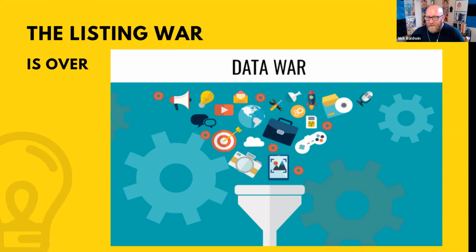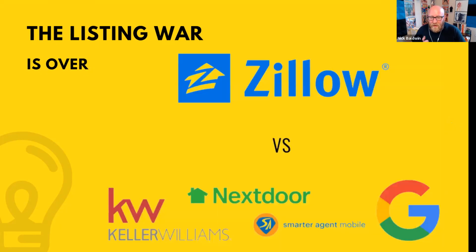And listen, as a realtor community, we failed in that aspect. Our listings are going to be there whether we like it or not. But the new war is called the data war, and the data war is Keller Williams, Nextdoor, Smarter Agent Mobile, Google, and we're all battling Zillow. And we all know Keller Williams, but Keller Williams has partnered with Nextdoor, Smarter Agent, and Google to build a really awesome consumer experience.